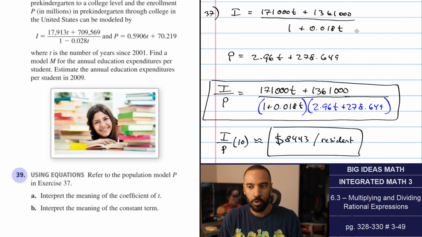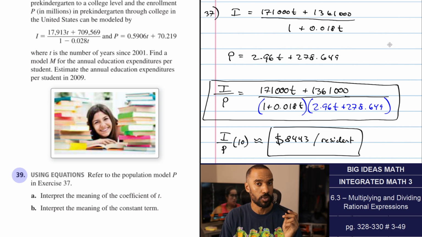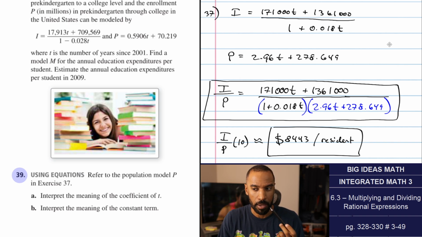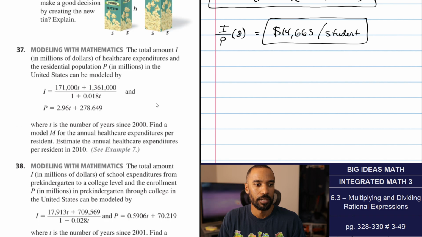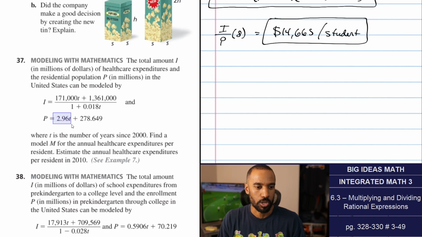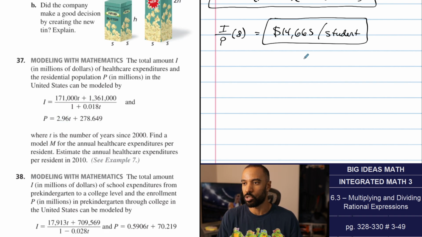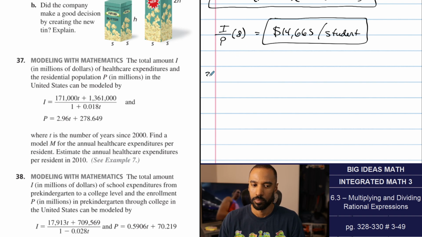So the coefficient of T is 2.96. Now this population was in millions. So I guess we multiply it by a million and it says 2.96 million. 2,960,000 people. So that's how many people, this is population. This is how many the population is increasing by each year. So the population is increasing. It's 39.